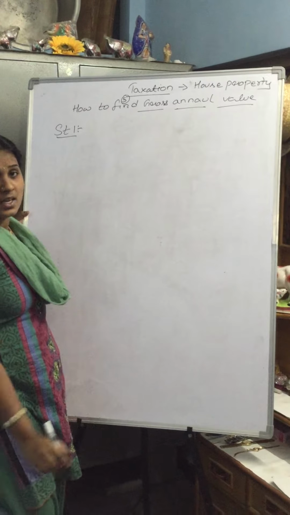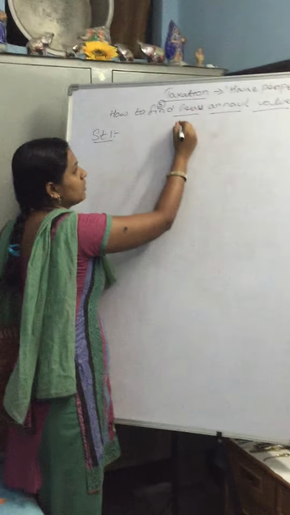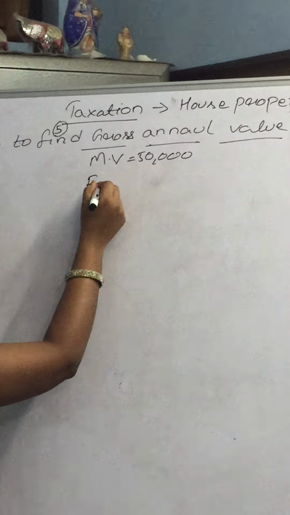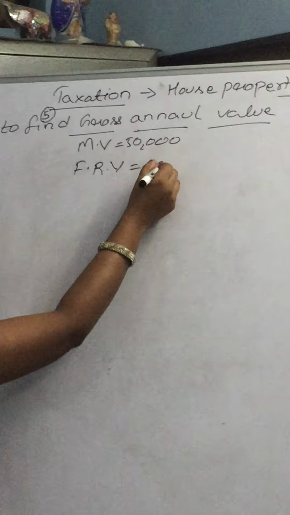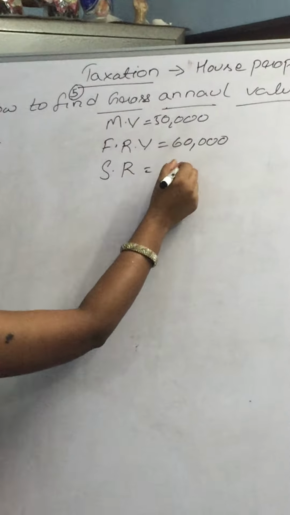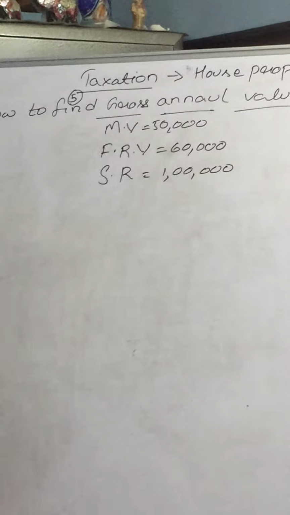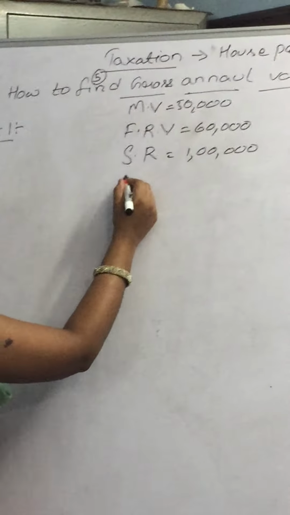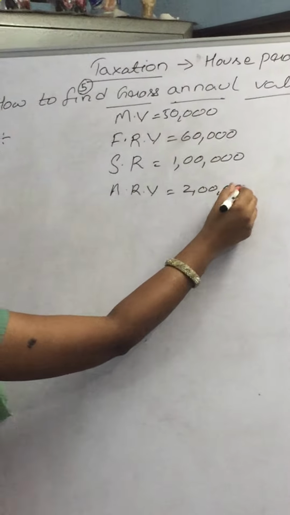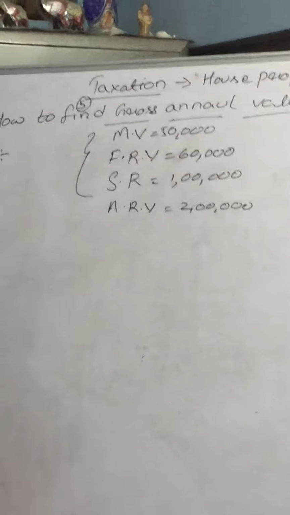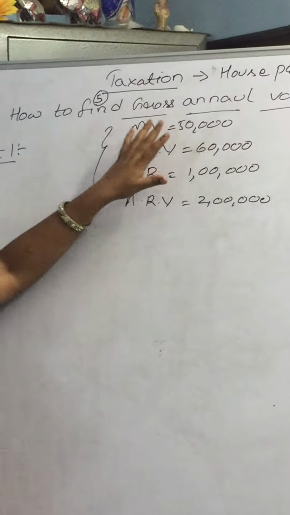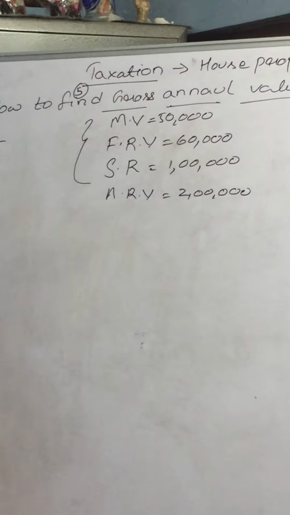In the problem, they will give you the municipal value, suppose it is 50,000, and fair rental value is equal to 60,000, and standard rent given in the question is 1 lakh. Suppose this is the assumption, and actual rental value is equal to 2 lakhs. So depending on these 4 rents, how do we find the gross annual value? This is very important for the calculation of income from house property.